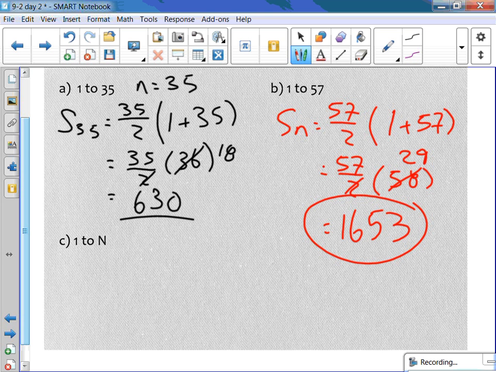Yes. Why are you sure this one is S sub n and the last one is S35? Isn't n here 57? n is 57, correct. I just put down the n instead of 57 for whatever reason.